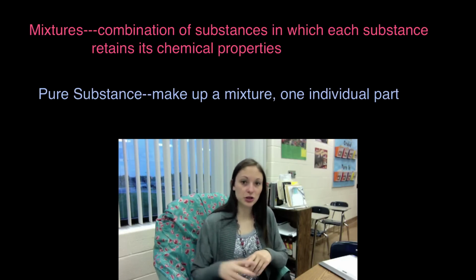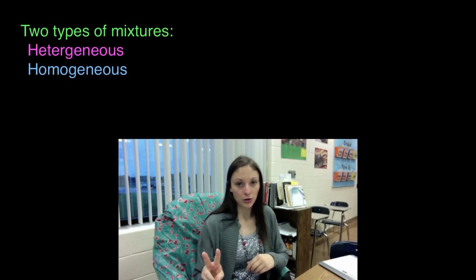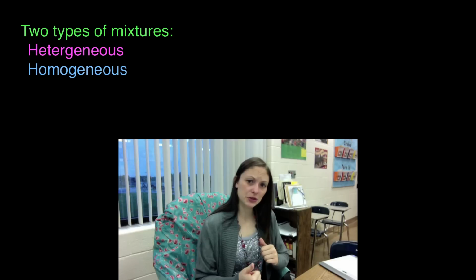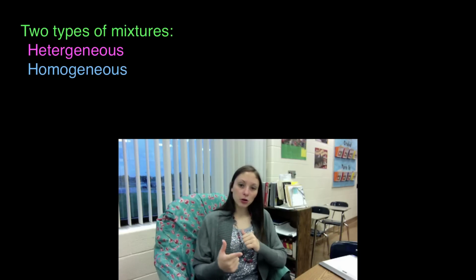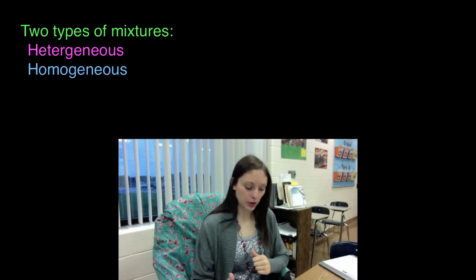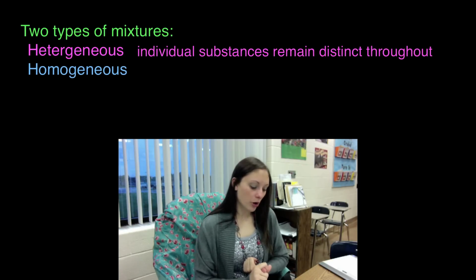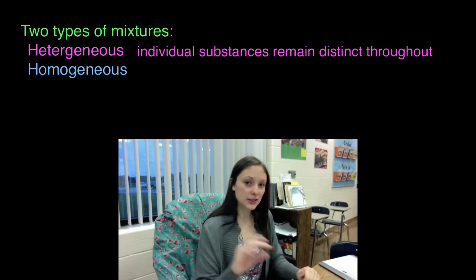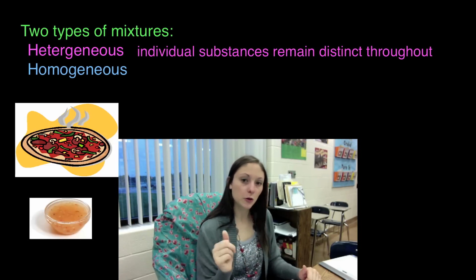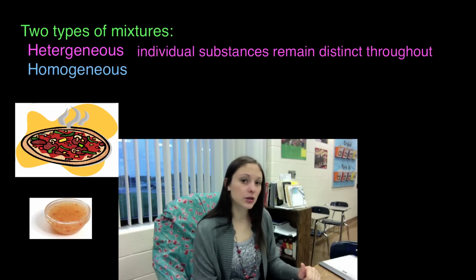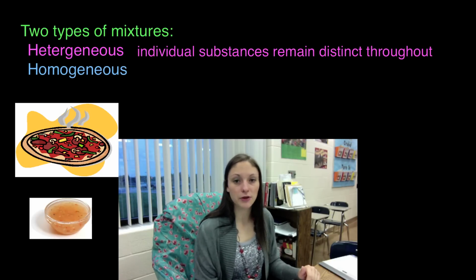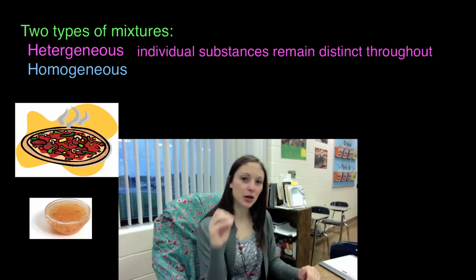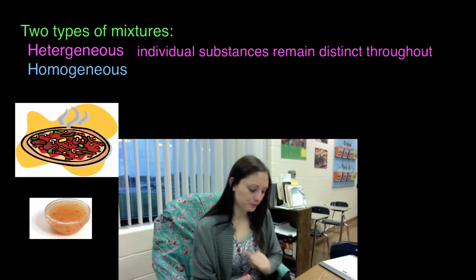Now, when we look at mixtures, there are 2 different types of mixtures. Okay? There are heterogeneous mixtures and homogeneous mixtures. And now, number 4, I'm going to tell you the difference between the 2. Okay, a heterogeneous mixture is where your individual substances remain distinct throughout the mixture. And then you can see the little bitty parts. So a pizza or a supreme pizza is a good example of a heterogeneous mixture. Italian dressing is a good example of a heterogeneous mixture, because you can go through and pick out all of the little bitty parts that are still there.